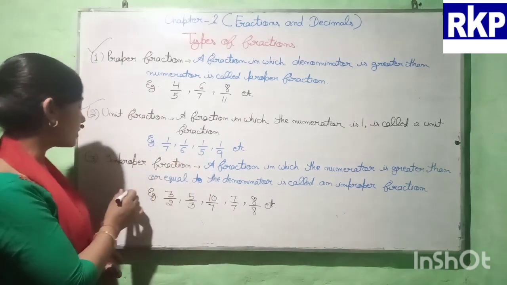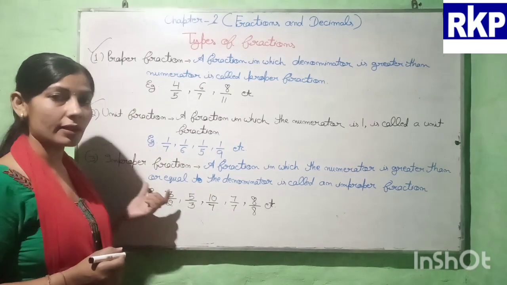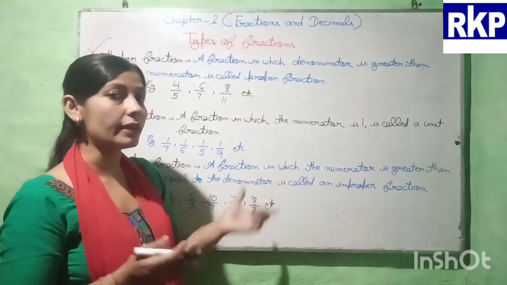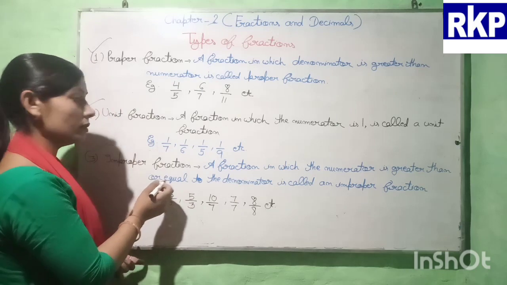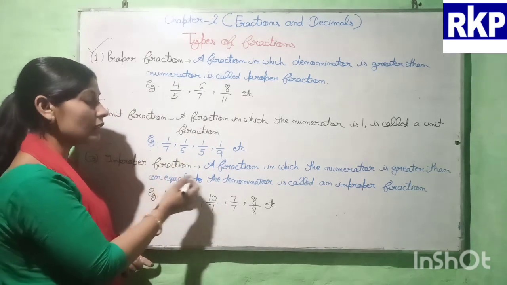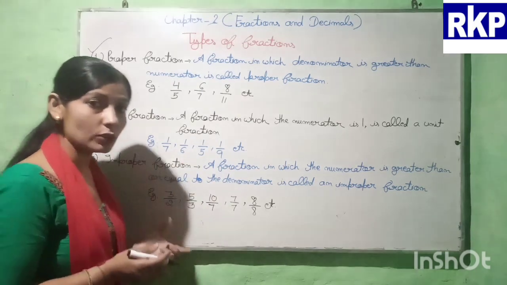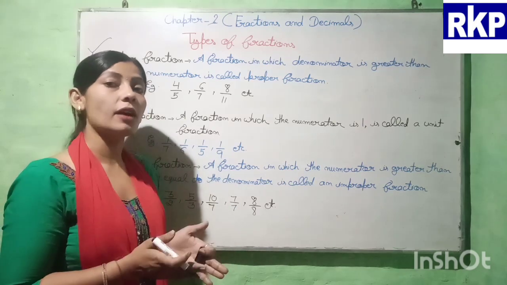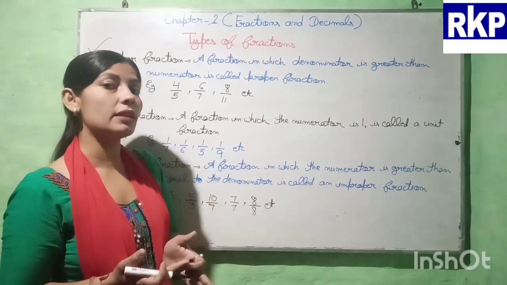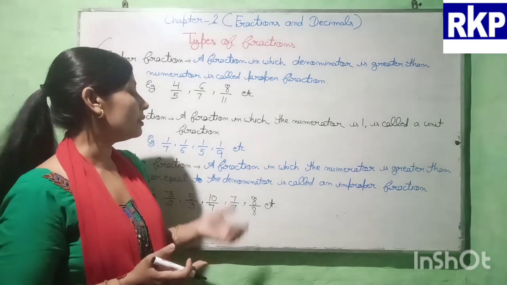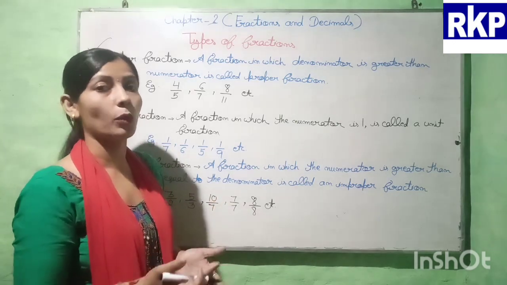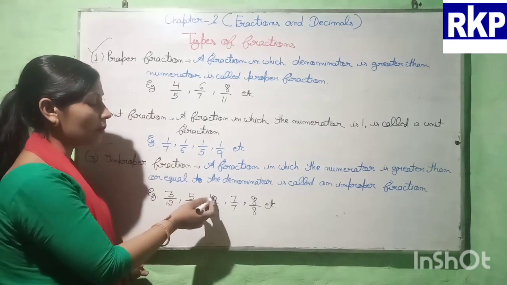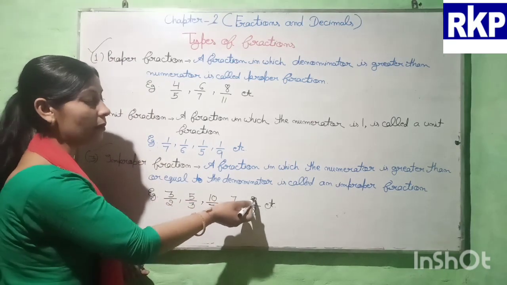Now let us see the next. Next is the improper fraction. A fraction in which the numerator is greater than or equal to the denominator. Either the numerator will be equal to the denominator, or the numerator will be greater than the denominator. Then it will be an improper fraction. For example, 3 by 2, 5 by 3, 10 by 7, 7 by 7, 8 by 8.